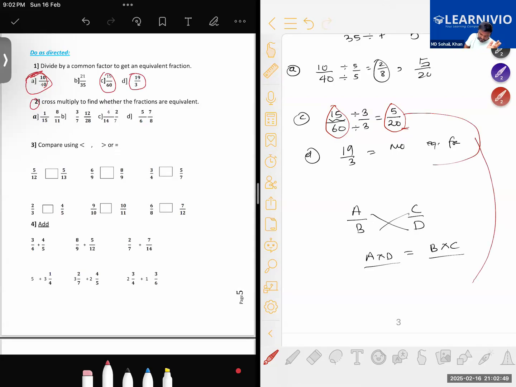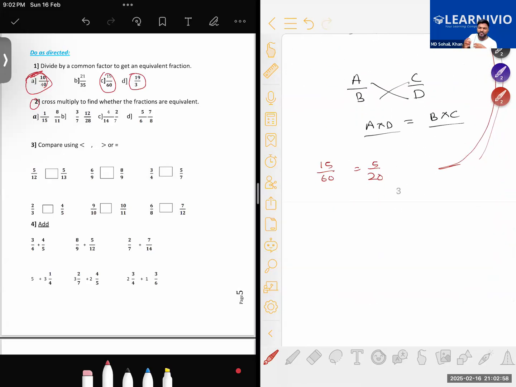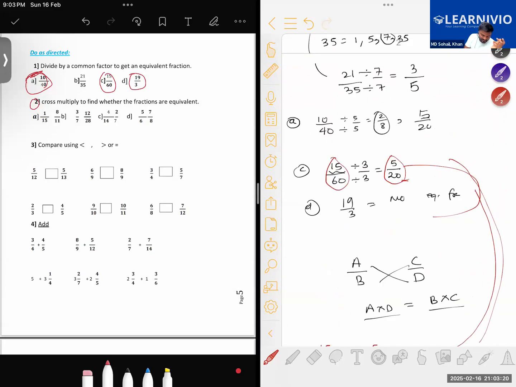So let me write it over here. It's 15 upon 60, 5 upon 20. Let us say that these two fractions are given right now. You don't know whether they are equivalent fractions or not. So how can you know? You will multiply 15 by 20 and 60 by 5. So 15 times 20 equals 60 times 5. Here it is 300 and here also it is 300. So both the numbers are equal, hence it is an equivalent fraction. Same thing we need to do in this question number 2 also.